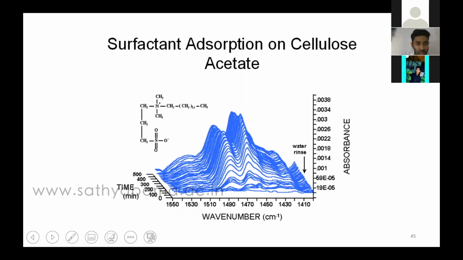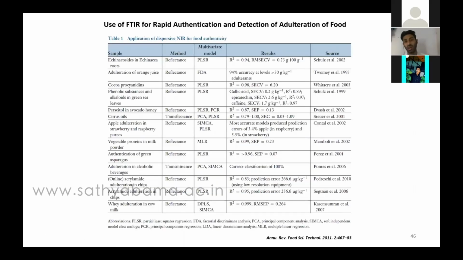FTIR is also used in authentication and detection of adulteration of food. Food adulteration is a major problem, and you can see adulteration in orange juice, green tea, raspberry and strawberry purees, vegetable proteins, and whey adulteration in cow milk. The technique they have used is reflectance, and I think I obtained this from a review article. So it is used there also.